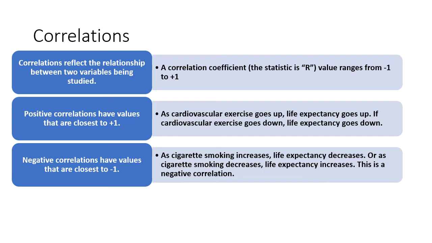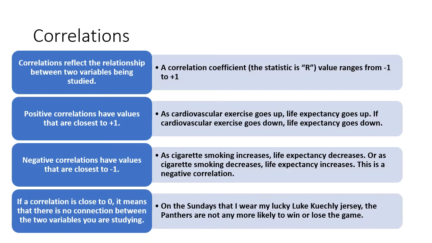Okay. So there's not just positive and negative correlations. There could be things that don't correlate at all. So, for example, on the Sundays that I wear my lucky Luke Kuechly jersey, and I made this a while ago because now Luke Kuechly's retired, but I'm a huge Carolina Panthers fan, they're no more likely to win a game when I wear the jersey. Even though I think it may have an effect on the game, the reality is it doesn't. So when one thing happens and it has no effect on the other thing, it has no correlation. And values that are closer to 0 are indicative that these two variables are not really correlated.